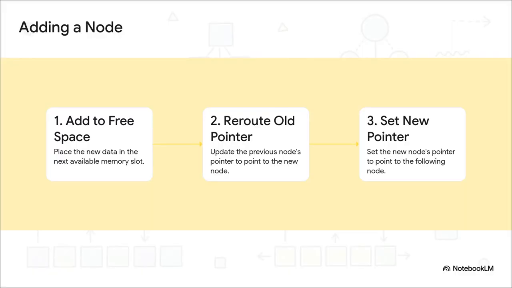This is where linked lists really shine. If you want to add something to an array, you might have to shift a whole bunch of elements around to make room. It's a pain. With a linked list, you can just drop your new node anywhere there's free memory. Then, all you do is a tiny bit of rewiring. You tell the node before it to point to your new node, and you tell your new node to point to whatever came after it. It's like a quick, clean, surgical operation.